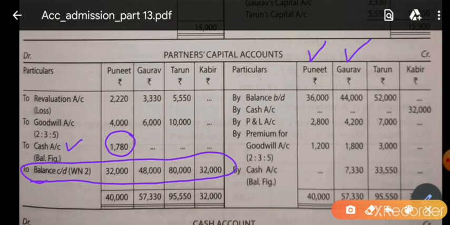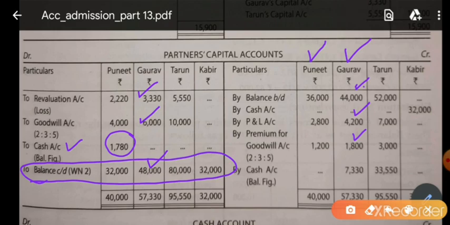Now Gaurav's account also we will balance. So on the credit side, you find that you have written only three amounts till now: 1, 2 and 3. This amount we have not written yet. So make a total of these three. And on debit, what you have written? 1, 2 and 3. So make a total of debit side also, make a total of credit side also.